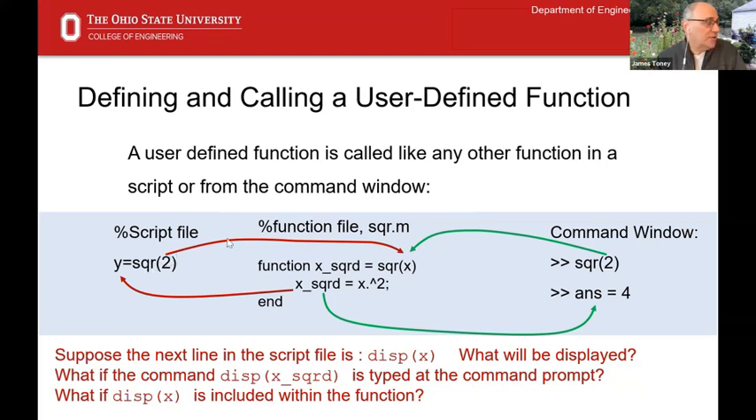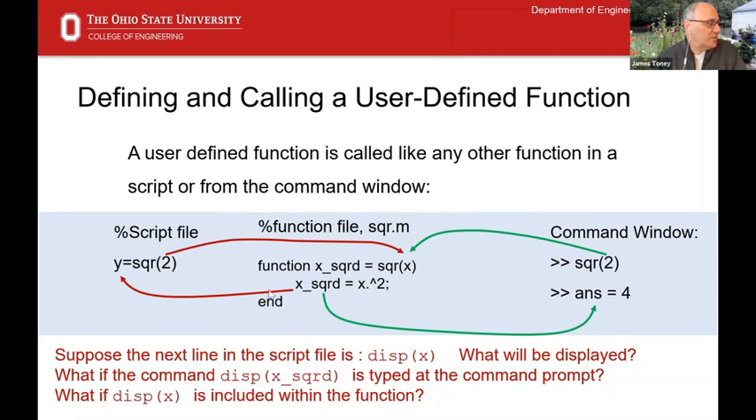All right, so that number 2 gets passed to the function through its input argument. And so as far as the function is concerned, x now has the value 2. And so the input argument is just a variable, the place where MATLAB stores this value that was passed to it. It does this calculation, stores the result in another variable called x_sqrd.